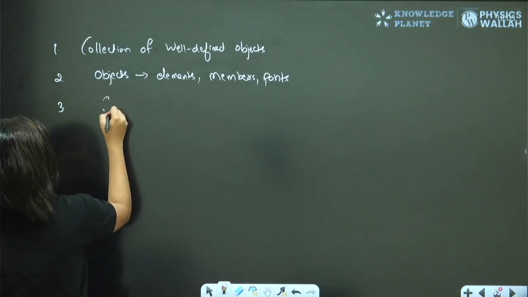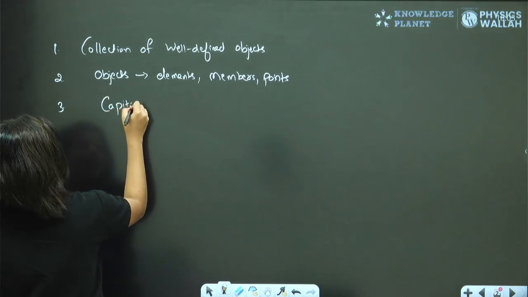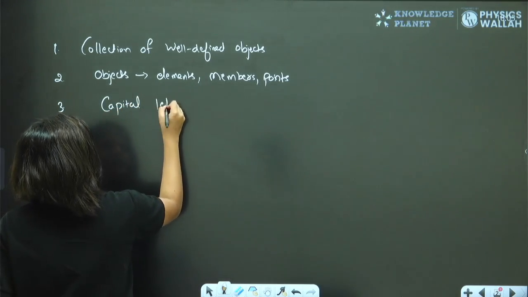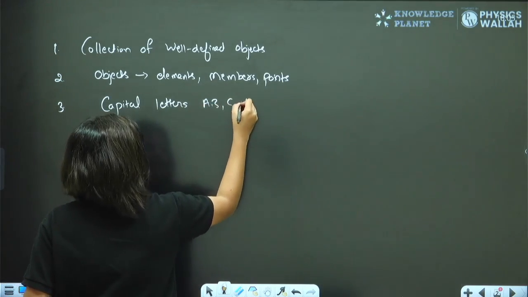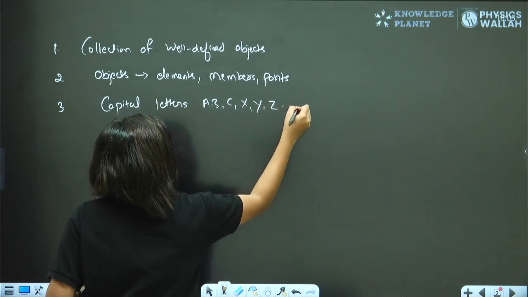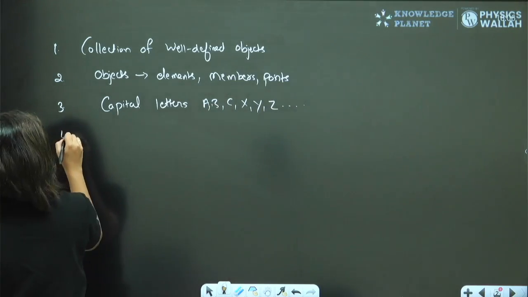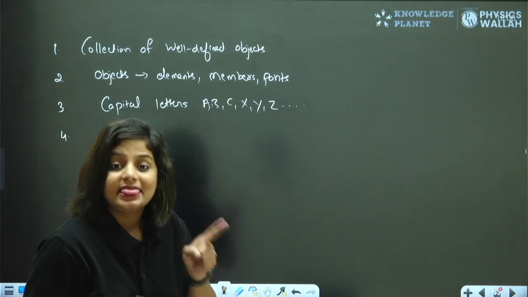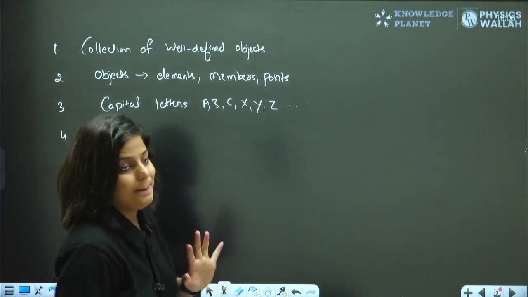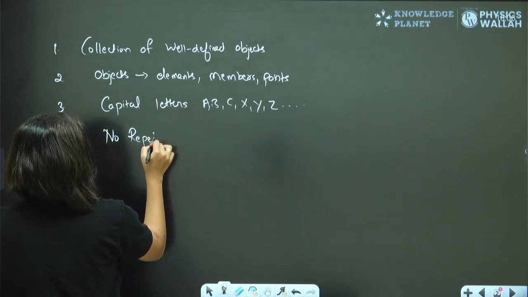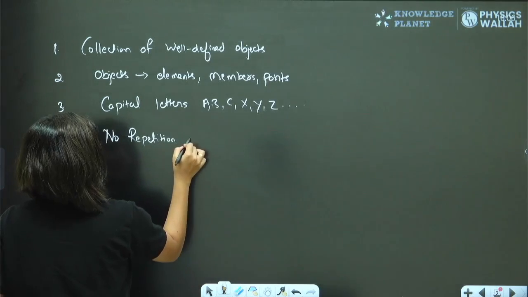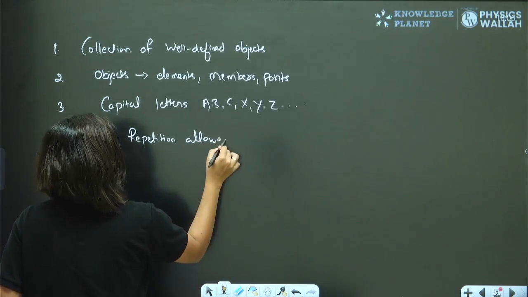The third point that we studied about sets: sets are written in capital letters. Sets are denoted by capital letters like A, B, C, X, Y, Z, etc. Any letter that you like, you can use it to represent a set. Next, no repetition allowed in sets.